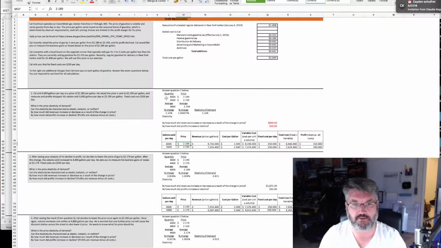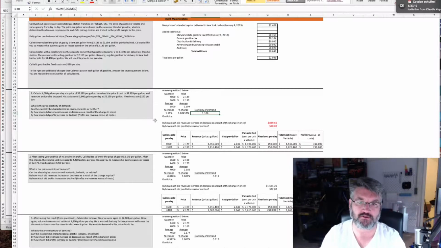So let's go ahead and continue. 3,600 at $2.19. The average between the two numbers was 3,800 gallons, and the average price sold was $2.19. The change was 1.11% in the amount of fuel that was sold, and then the percentage change for the price was a little bit over 1%, and that gives you the calculation for the elasticity of demand.